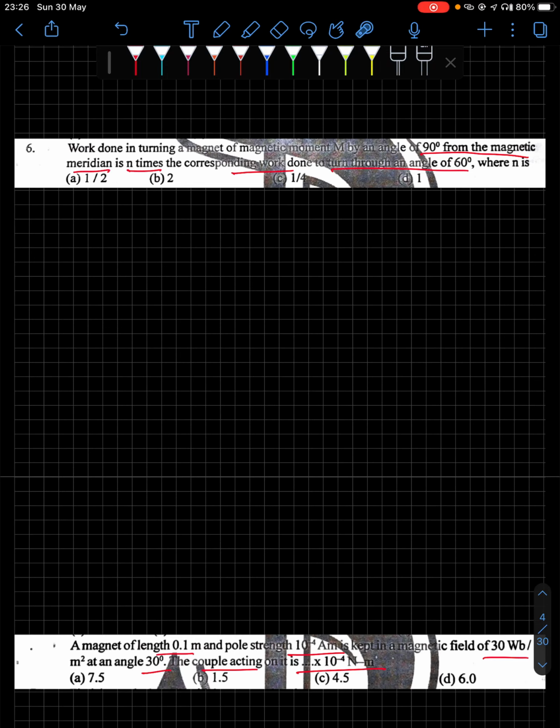Now, the work done in turning a magnet of magnetic moment m by an angle of 90 degrees from the magnetic meridian. Again, the magnetic meridian is along the magnetic field, so theta 1 is 0 here. This work done is n times the corresponding work done to turn it through an angle of 60 degrees. Again, this will be from 0 to 60.